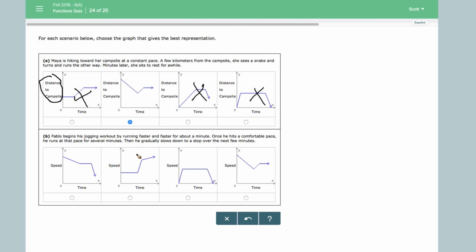Okay, now the next one, Pablo begins his jogging workout by running faster and faster for about 1 minute. So his speed is increasing. Can't be that one, can't be that one, it can't be that one. His speed is increasing. Then he hits a comfortable pace, and then he gradually slows down.